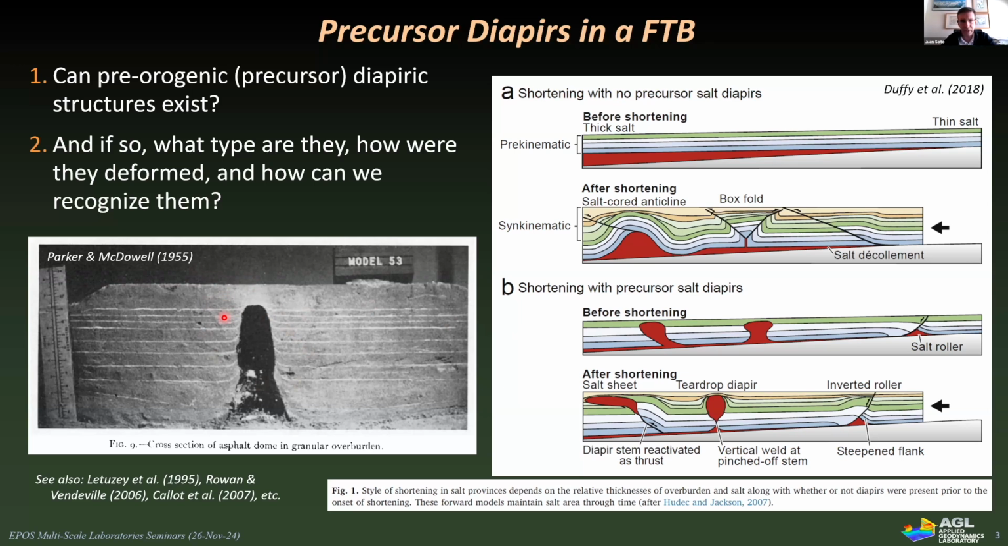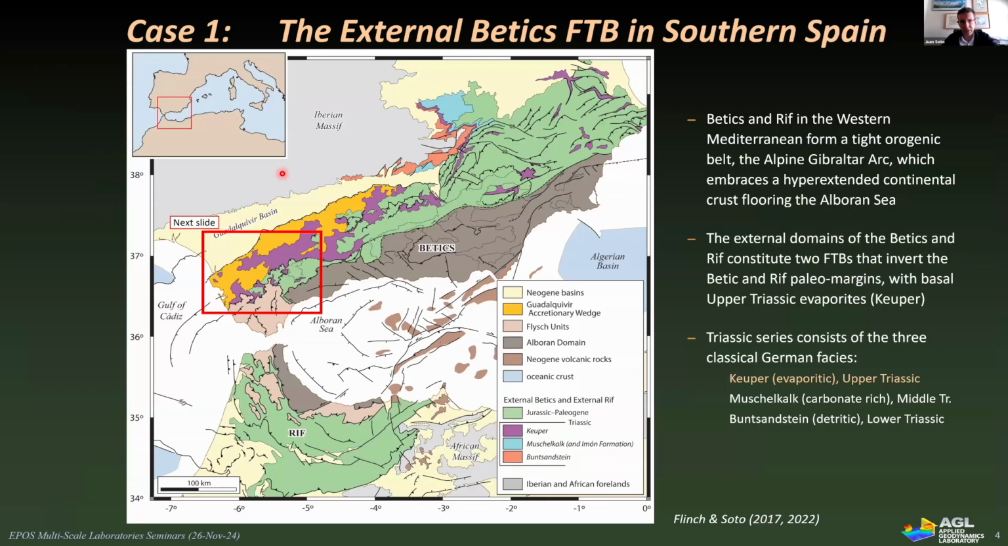So I am not going to really make a major advance on this, but any of you who are interested in this contribution of previous diapirs can check the important contributions by Mark Rowan, Bruno Vendeville, Jean-Paul Callot, or Letouzey. So my point is that I would like to evaluate how we can reconstruct the occurrence of previous diapirs and how they are controlling the final geometry in the fold and thrust belt. I will use two examples. One is from the Betics.